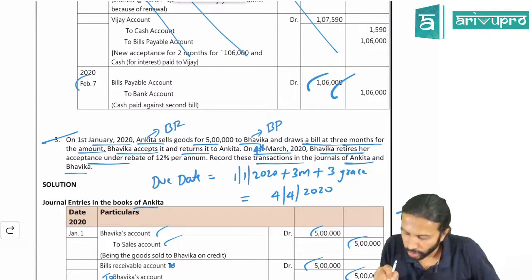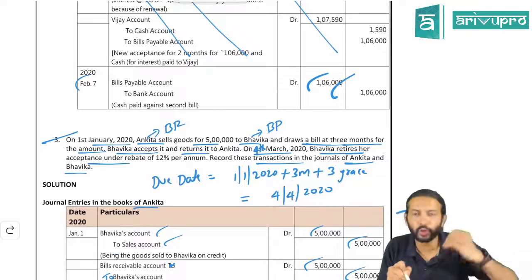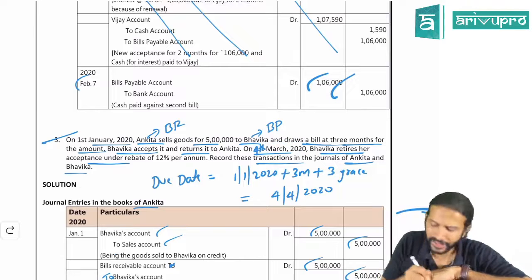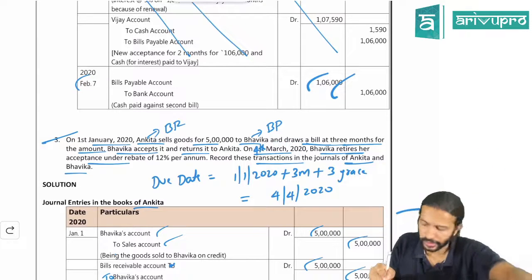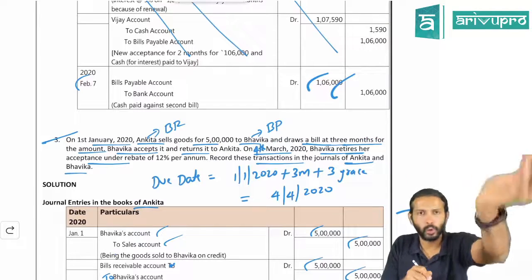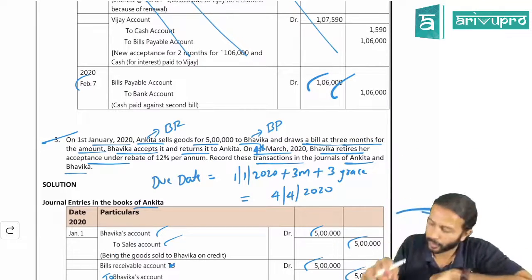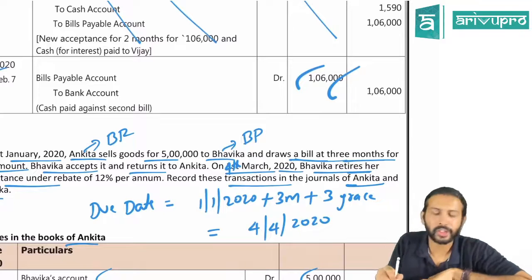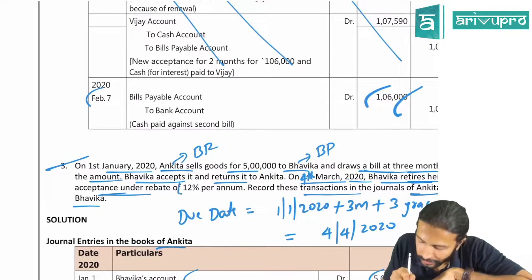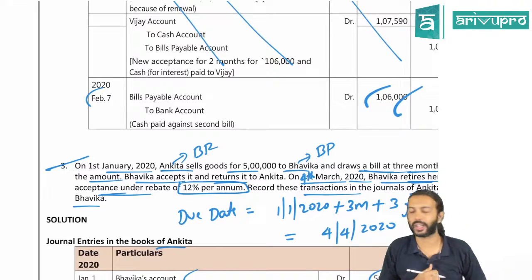So ideally, I had to receive the money on 4th April. But on 4th March 2020 only, meaning 1 month before, correct? From 4th April, if you count 4th March, it is 1 month difference. 1 month before, something happened. On 4th March 2020, Bhavika retires her acceptance under a rebate of 12%.